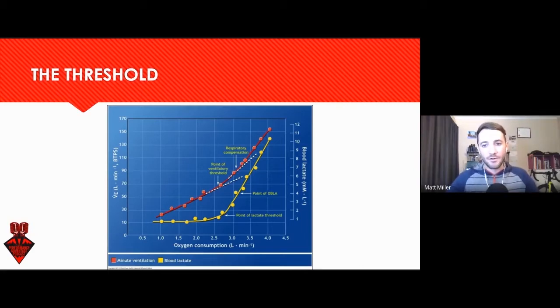So if we go across the bottom, oxygen consumption. We know we need a certain amount of oxygen to do a certain amount of work. So this could easily be transferred at the bottom for power output along the bottom.